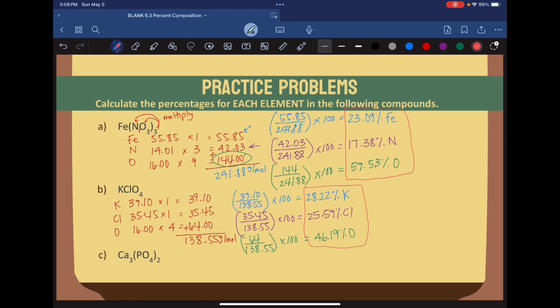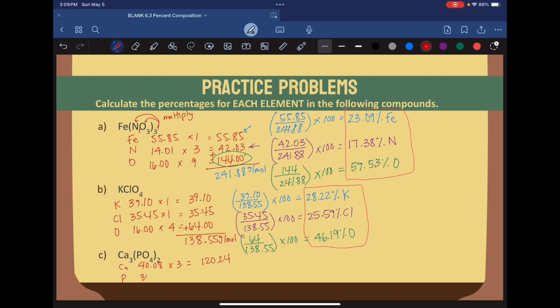Let's look at this last one. So you have calcium. You have 3 of those. You want to find that in the periodic table. Ca, 40.08 times 3. That's going to give you 120.24.